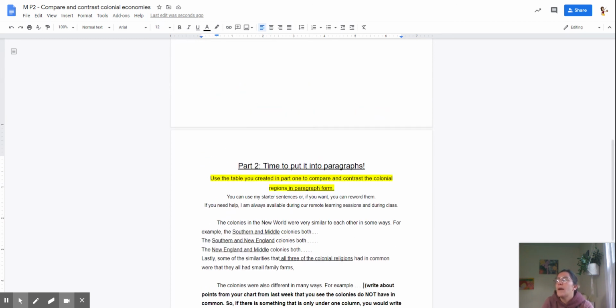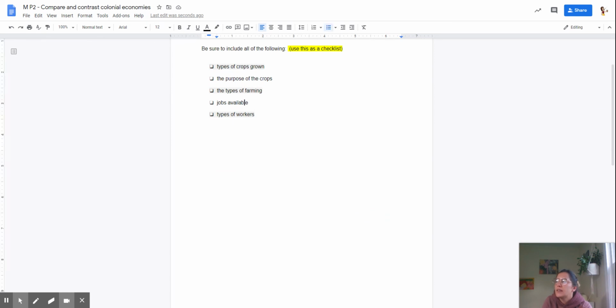If you're not sure what to write here, go back and see what on your checklist you haven't discussed yet. And use that to look at what part of your table you have to look back to.